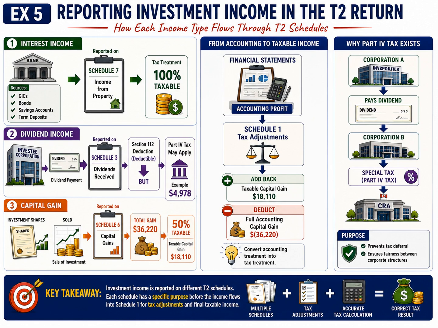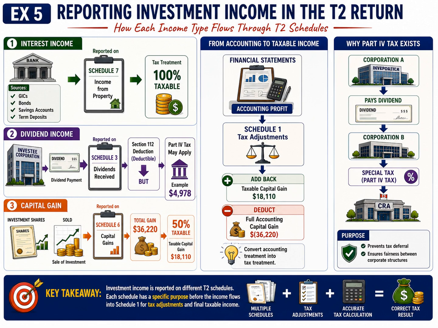Notice the two adjustments shown inside Schedule 1. First, the taxable capital gain of $18,110 is added into the tax calculation because this is the portion recognized under the Income Tax Act. Second, the full accounting capital gain of $36,220 is deducted from accounting income. This removes the accounting treatment and replaces it with the correct tax treatment. These adjustments ensure that taxable income follows Canadian tax legislation rather than financial accounting standards.